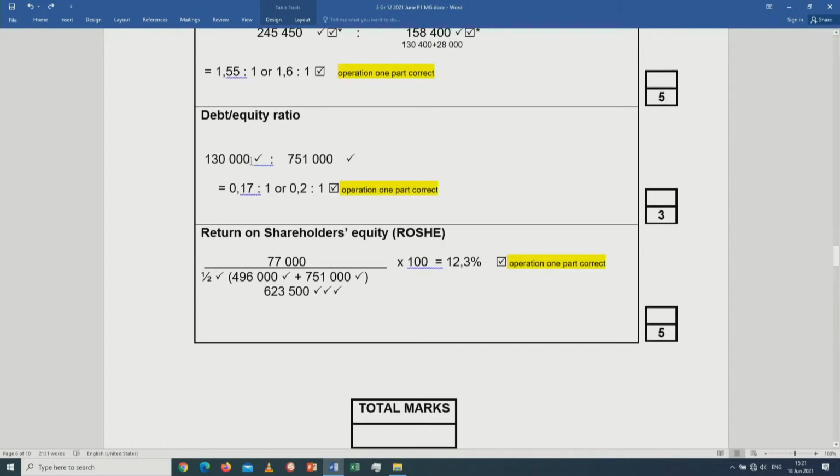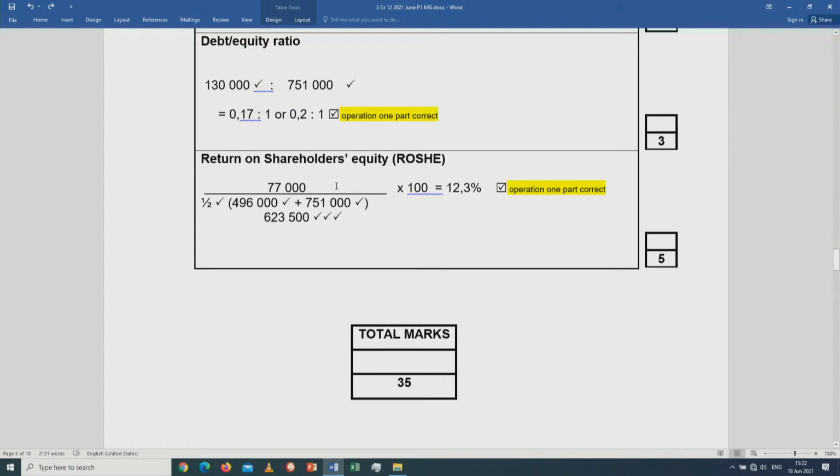And then the debt equity ratio, 2 accuracy, our non-current liability 1 mark, 130,000 1 mark, 751 1 mark, any of the two 1, and then if any of the two is there, the final answer is 0,17:1 or 0,2:1. Operation 1 part correct. It means if these two figures are wrong, the final answer will be wrong. Learner will get a 0 because we are talking about operation 1 part correct. But if maybe a learner wrote 130,000 is to 200,000 and got that one wrong, 130 will be fine. The answer there will be wrong, but a learner will get a method mark there.